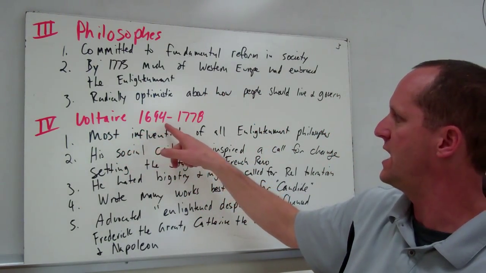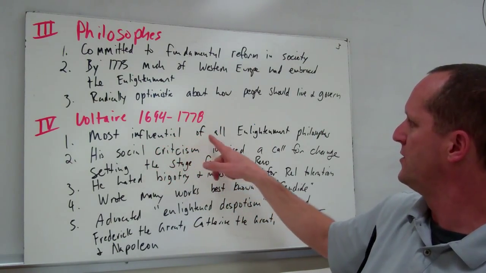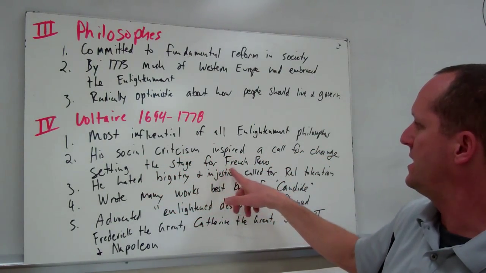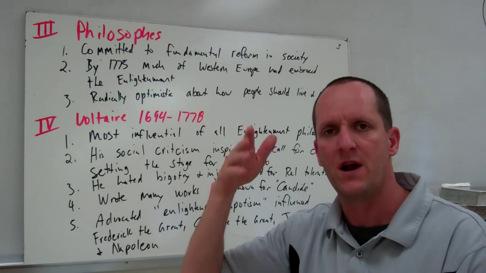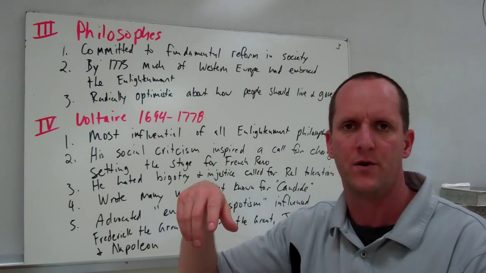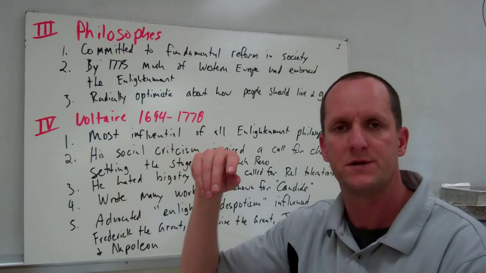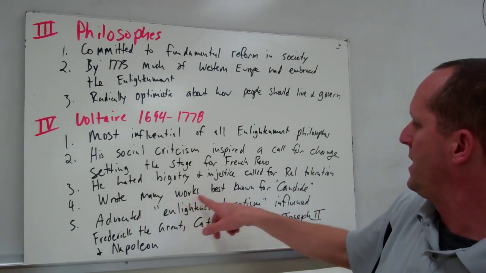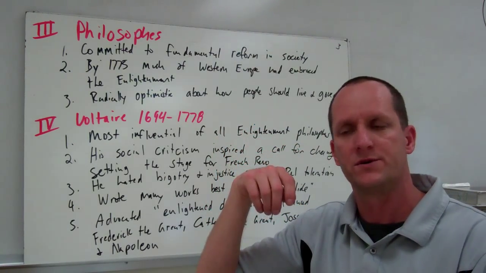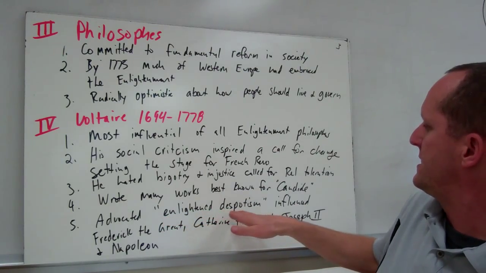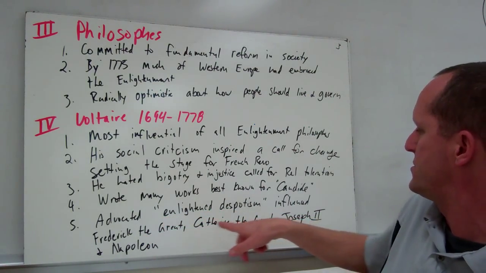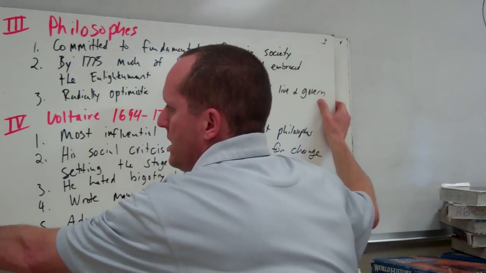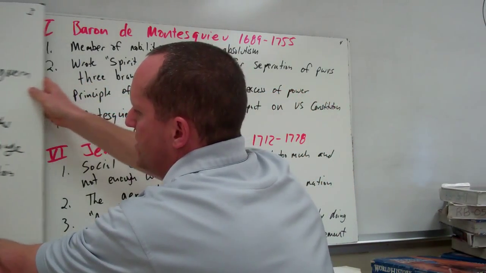One of the great philosophers, Voltaire, 1694 to 1778, most influential of the Enlightened philosophers. His social criticisms inspired a call for change, setting the stage for the French Revolution. So he lived in France, right on the edge, so if they wanted to kick him out, he could just run over to Germany or Switzerland, but he did spend some times with some enlightened despots. He hated bigotry and injustice, called for religious toleration. He wrote many works, best known for Candide, and Candide is one of the books we're reading in class. Advocated enlightened despotism, influenced Frederick the Great, Catherine the Great, Joseph II of Austria, and of course Napoleon, who read quite a few of his works. Those were all enlightened despots of Eastern Europe.